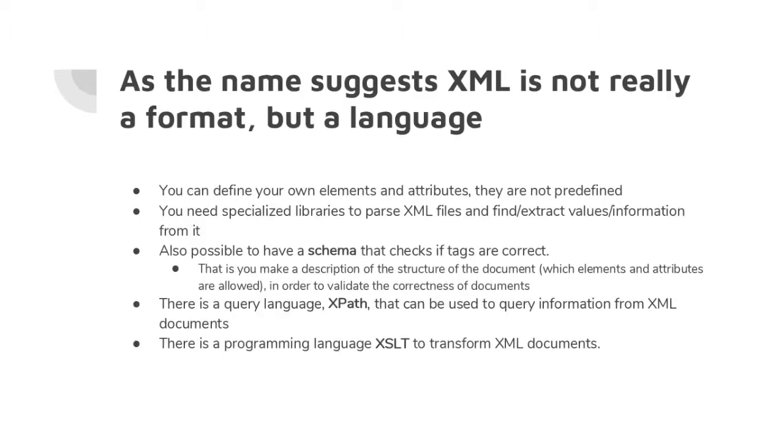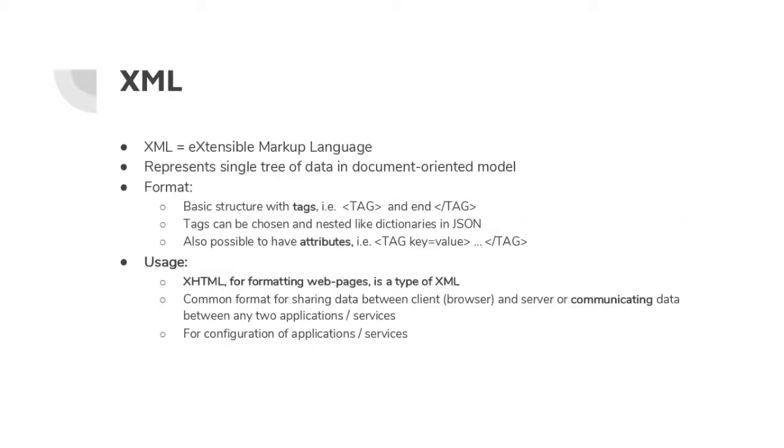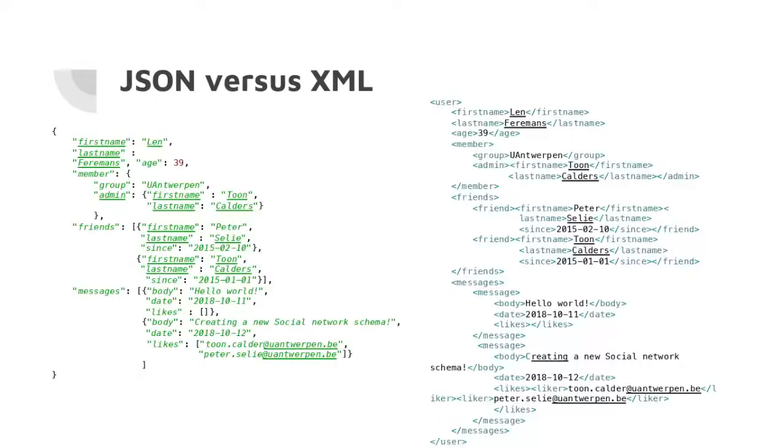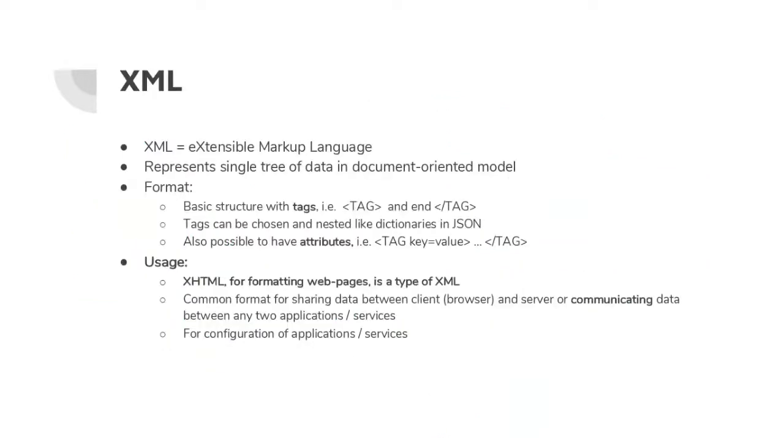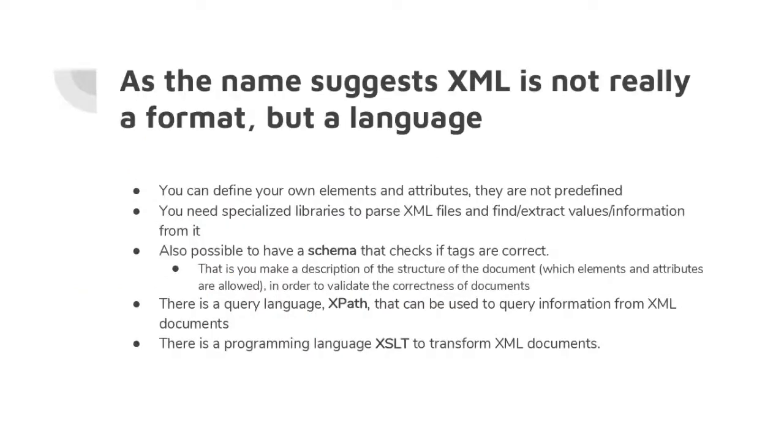So XML is not only a data format, but it's also a language. With XML, you can do a lot more than JSON in that respect. So you can define your own elements and attributes, but you can also have a schema. So it's also possible to write a schema, and then you can check if all your tags are correct. So for example, I can create a schema where I say the root element of the document must be user, then it must be followed by first name, last name, age, and so on. And then if you add a new tag and it doesn't match the schema, then you can create an alert or something. So that's possible with XML.